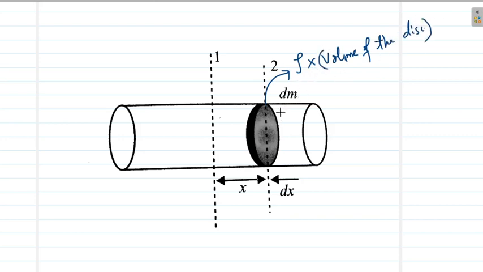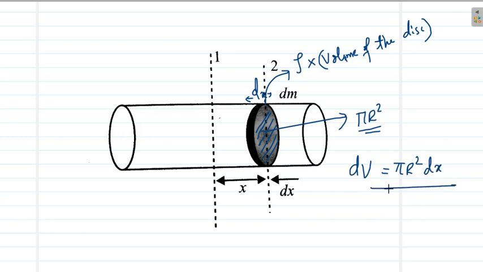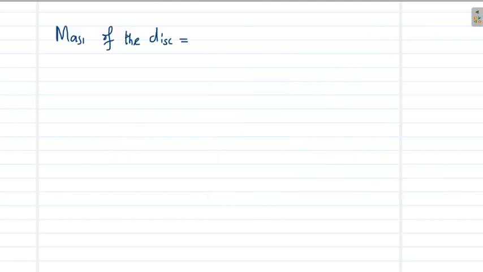Now what is the volume of this disc? This is a small disc. It has a cross-section area of pi r square, which is the area of the circle, and it has a small thickness of dx. So the volume dV of this small disc will be the cross-section area pi r square multiplied by the length of the disc, which is pi r square dx. This is the small volume of this small disc.